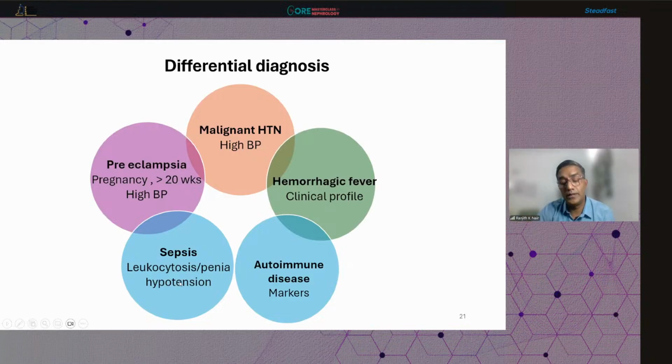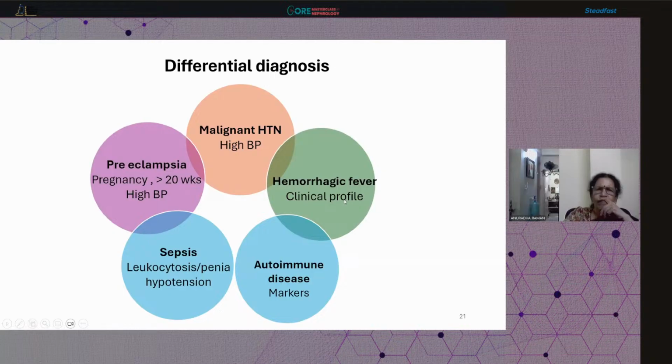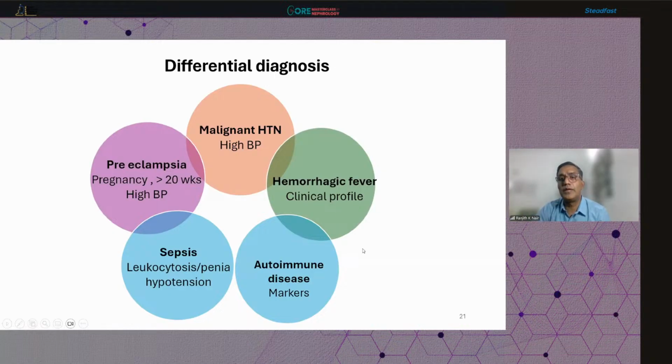There was elevated procalcitonin. But as has been rightly pointed out by Dr. N.P. Singh in the chat question and answers, there are other non-infectious causes of elevated procalcitonin. We could look at those too. Autoimmune diseases, we have done the ANA, which is negative. And of course, hemorrhagic fever, which could be seen from clinical profile, which she didn't have.